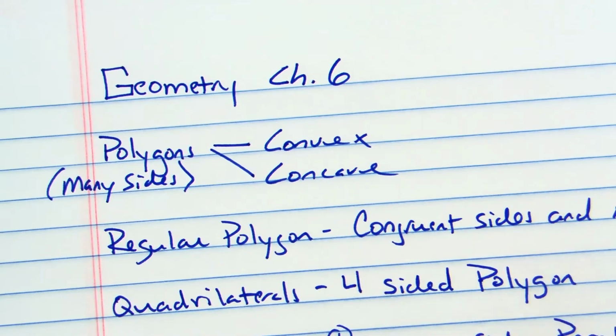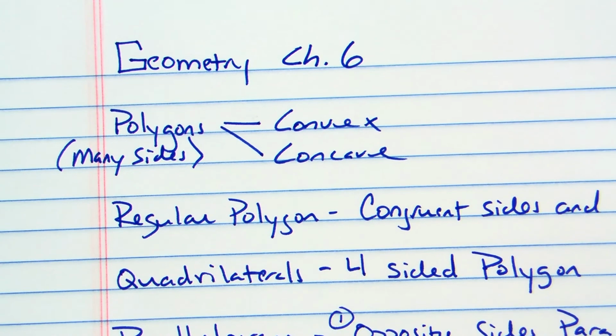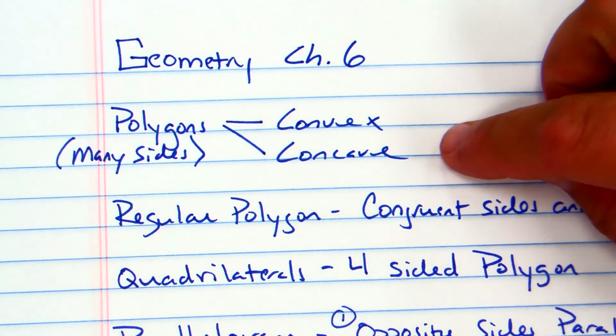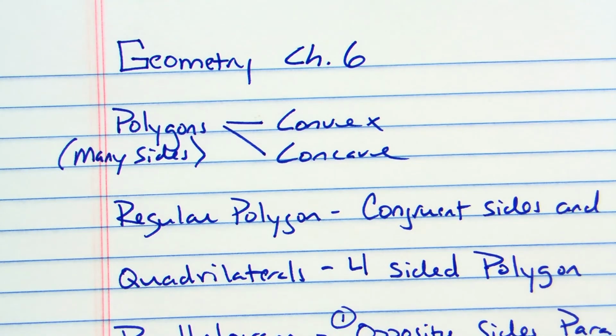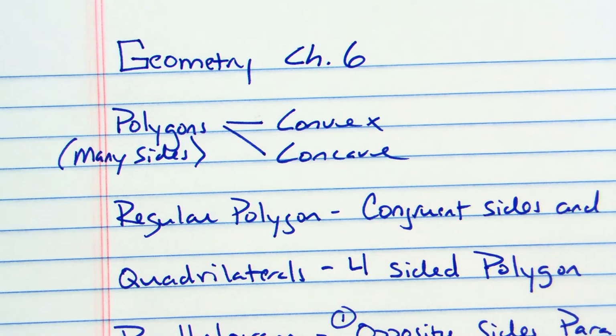Okay, this is Geometry Chapter 6 review. This chapter deals with polygons. Chapter 6.1 starts off with just basic polygon, which means many sides. Two basic types of polygons are convex and concave.